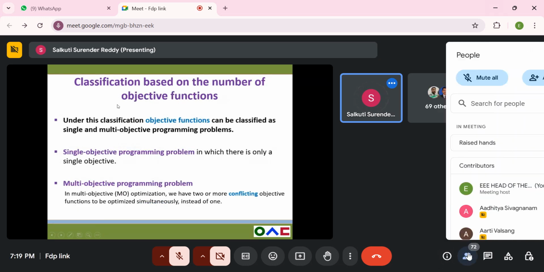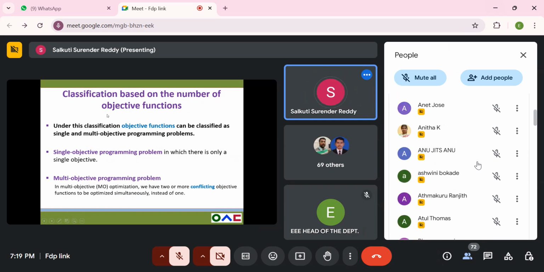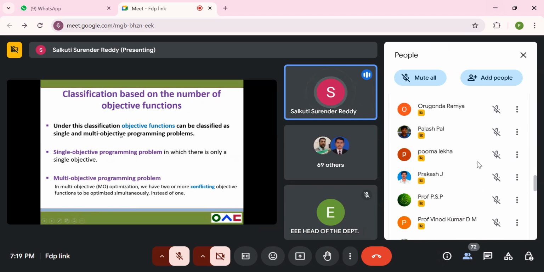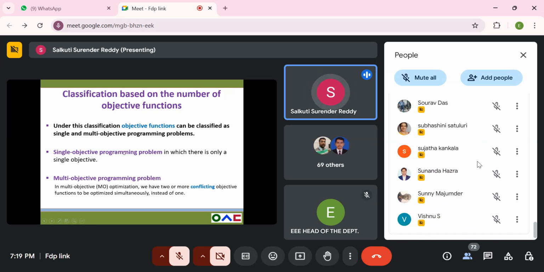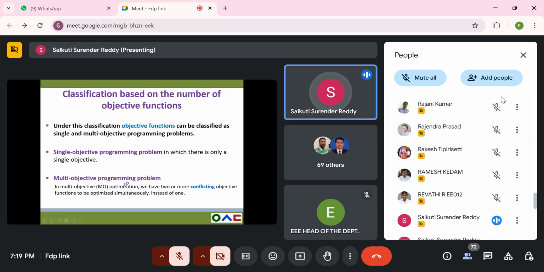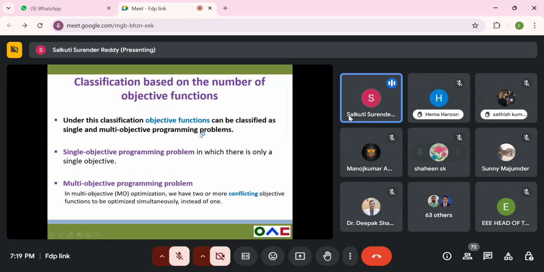Again, based on number of objective functions, you can use a single objective programming problem or a multi-objective programming problem. Suppose you have only one objective, then you can use single objective optimization. But when you have two or more conflicting objectives, then you need to optimize both objectives simultaneously instead of one objective. Then you can use multi-objective optimization.